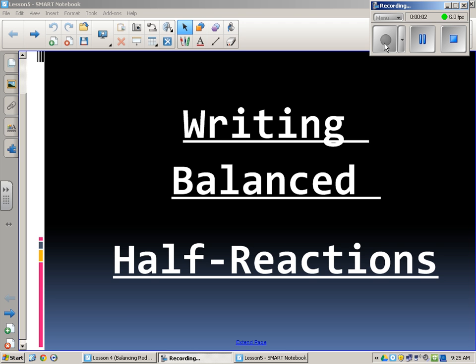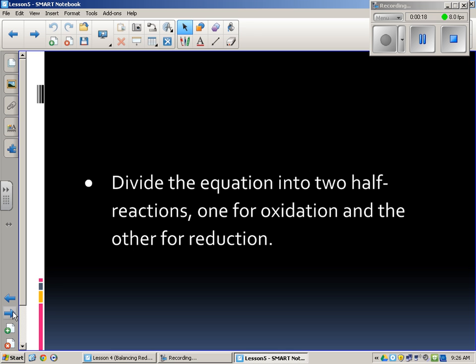Except, you're going to come up with your own half reactions. We are not going to be using the data booklet for this. The data booklet is one way you can do this. There's another way that you can do this, writing out half reactions, and it's going to be up to you guys to come up with these half reactions.